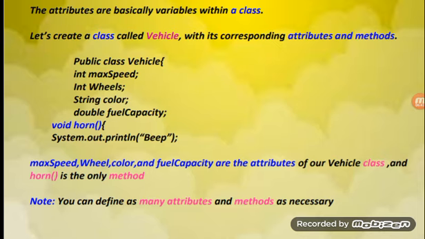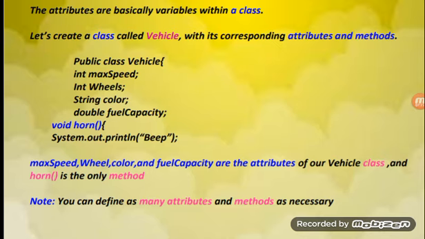Then I am taking a void method. Horn will be there. System.out.println, and the sound will be in those brackets. Maximum speed, wheels, color, and fuel capacity are the attributes. We call all of these attributes. Speed, wheels, color, and fuel capacity are attributes of the Vehicle class, and horn is the only method.